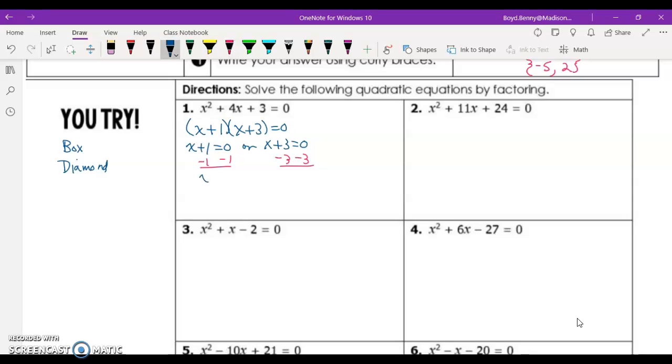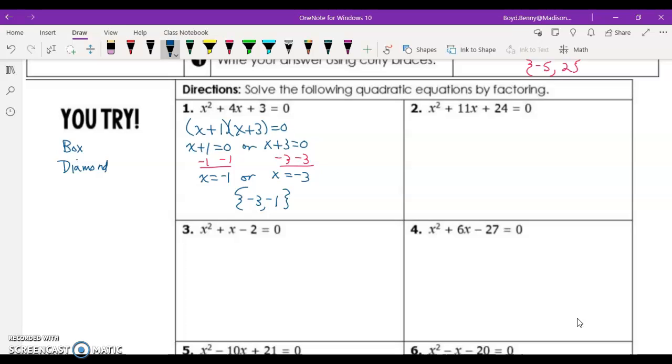And when we do that, we see that x equals -1 or x equals -3. So our solution set would be -3, comma, -1. Now this is not required, but I usually write my solution set with the smaller number on the left and the bigger number on the right.